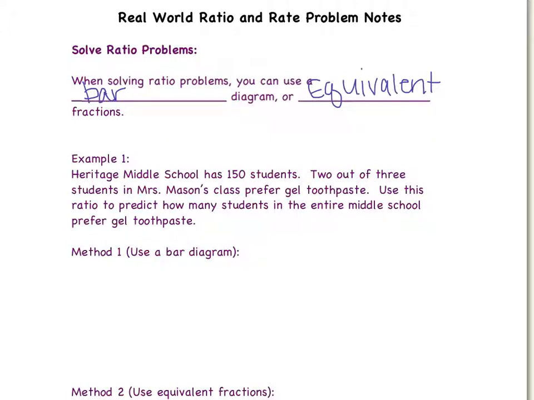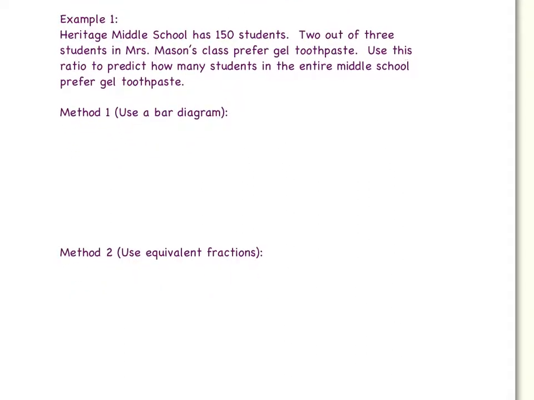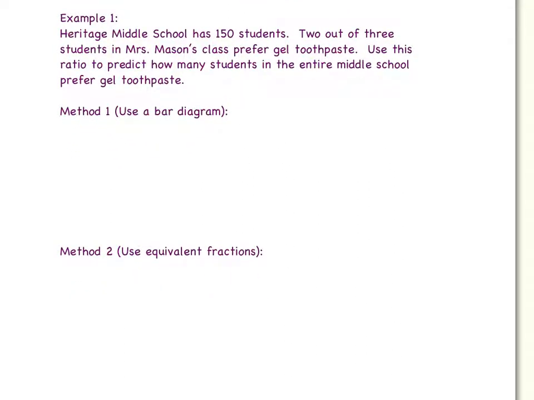So let's try number 1. Heritage Middle School has 150 students. 2 out of 3 students in Mrs. Mason's class prefer gel toothpaste. Use this ratio to predict how many students in the entire middle school prefer gel toothpaste.